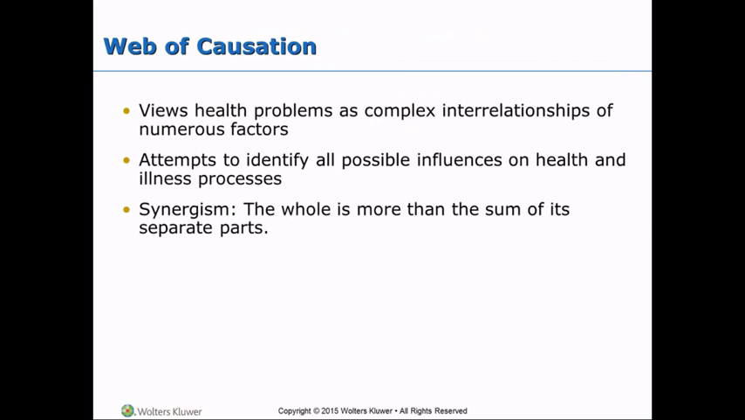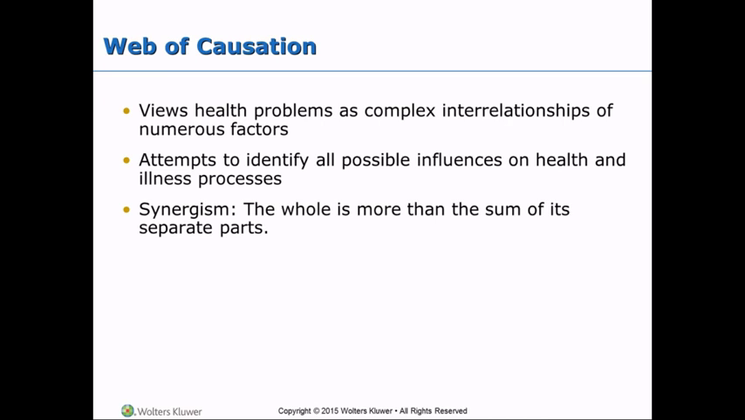The web of causation views a health condition as the result not of individual factors, but of a complex interrelationship of numerous factors that interact to increase or decrease the risk of disease. This web attempts to identify all the possible influences on the health and illness process. Creating the web identifies the most direct causes of conditions, factors contributing to those causes, factors influencing each of these factors, and so on.